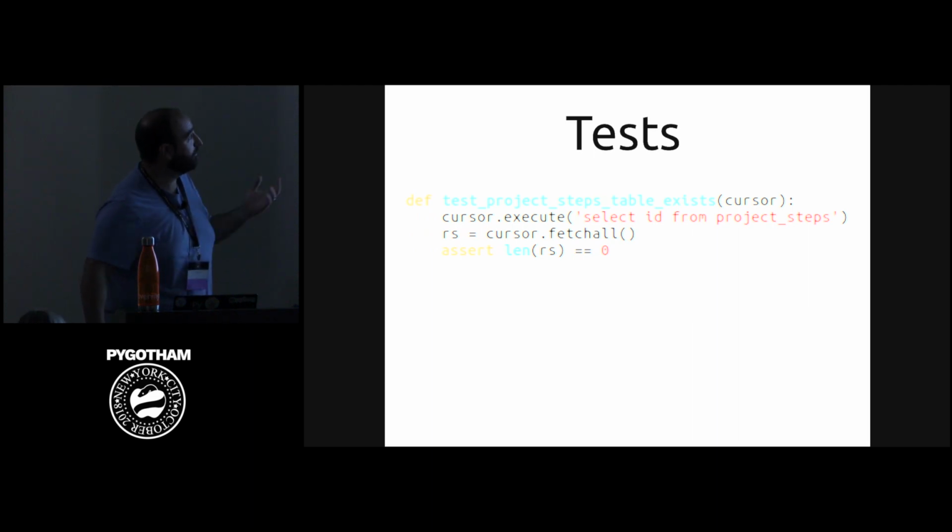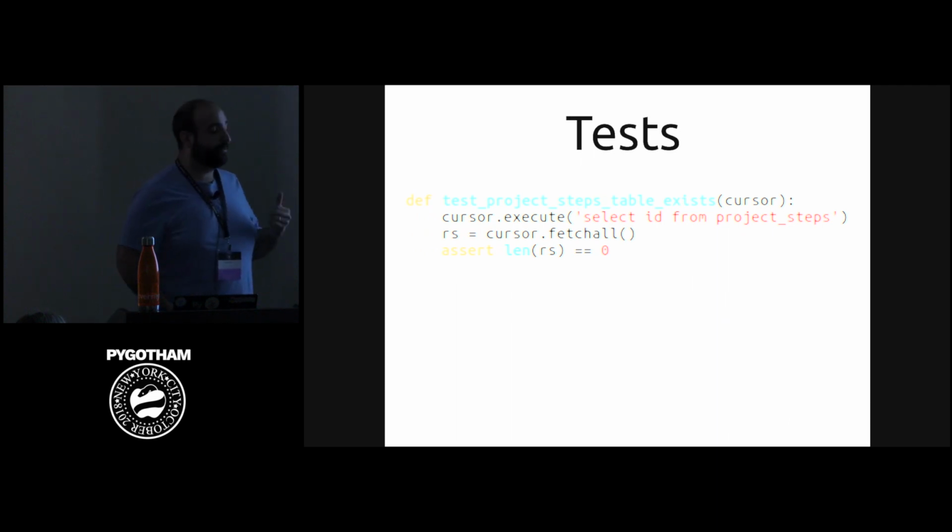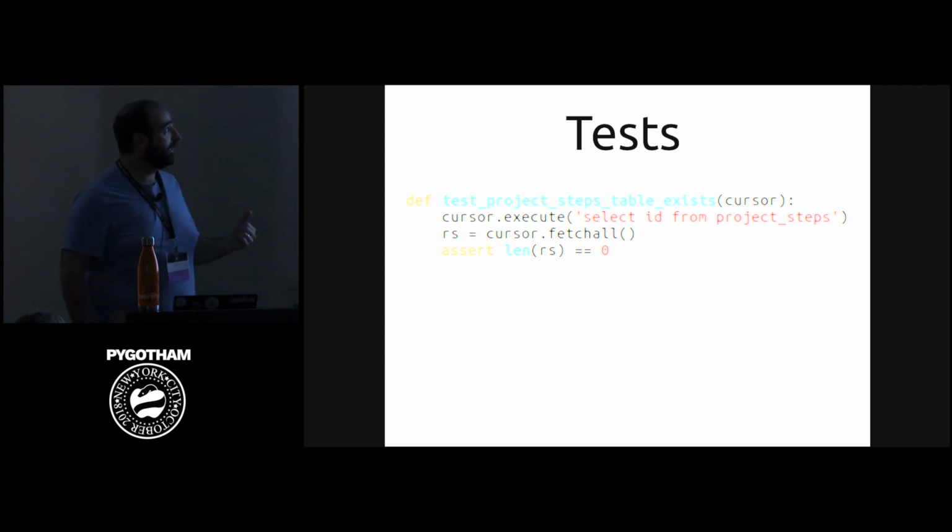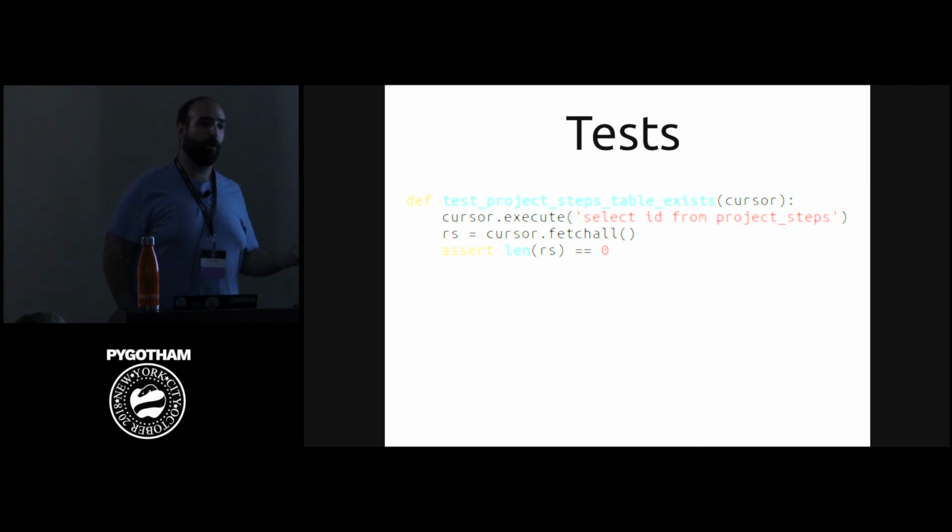Also within the body of this, which you can thankfully see, is a query to our database, which is basically just pulling back an ID from the project steps table, and then the cursor fetchall is going to pull back that result set, and then finally we have an assert that's going to take a look at that row set and just make sure we have no rows in it. This is just kind of a litmus test. It's just meant to check that everything is the way it should be.